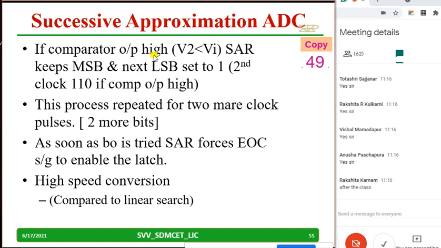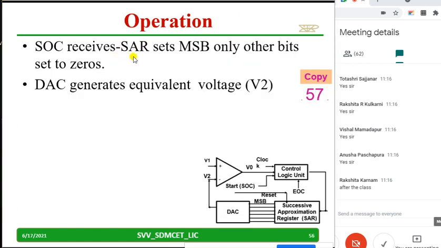If the comparator output is high, then the SAR keeps the MSB and the next bit is set, giving 110, and like that this process is repeated for the next 2 more clock pulses, so that 2 more bits will be decided. So the MSB is decided in the beginning, then the second bit and third bit are decided. As soon as the last bit is tried, the SAR forces the end of conversion signal to enable the latch. The DAC generates the equivalent voltage. This is a concept we have discussed already.